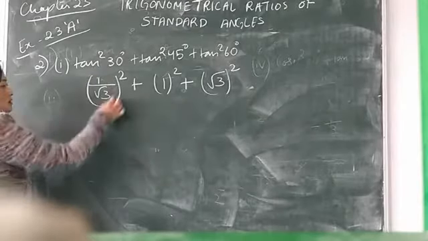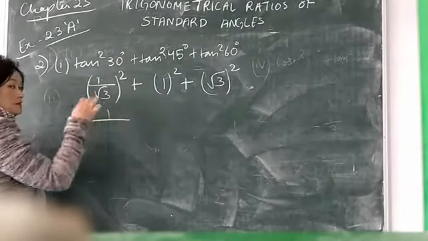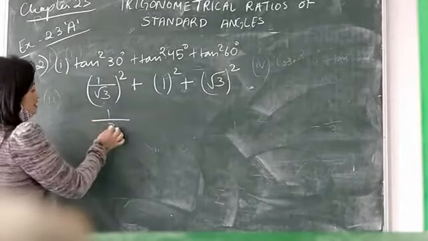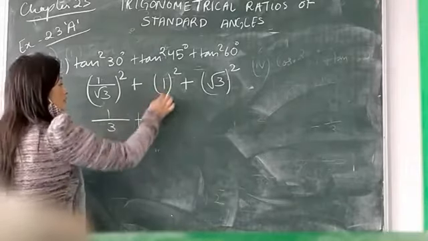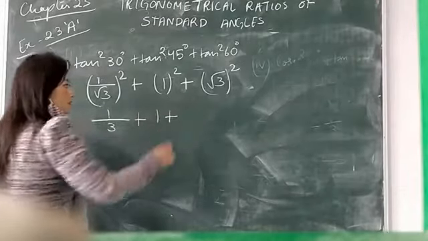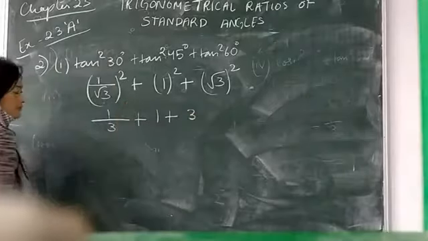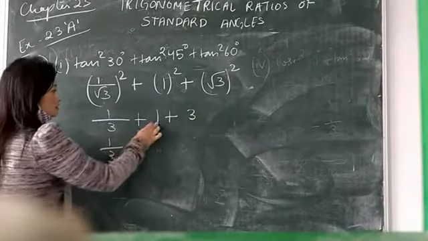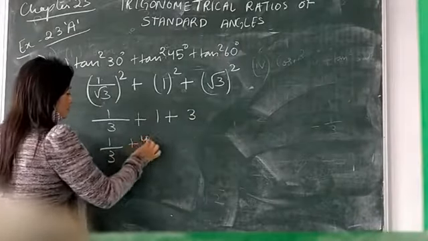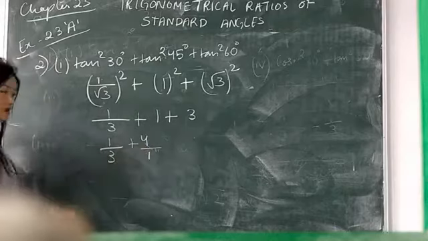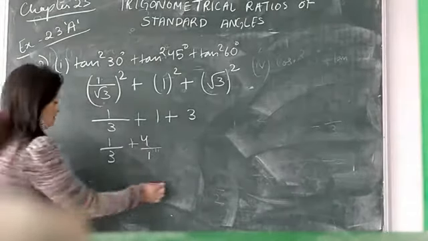Okay. So 1 squared will be 1. Root 3 multiplied 2 times you get 3. 1 squared will be 1, and square root of 3 multiplied twice will be 3. So 1 by 3, plus 1, which is 4. There's no denominator, so we assume it to be 1.